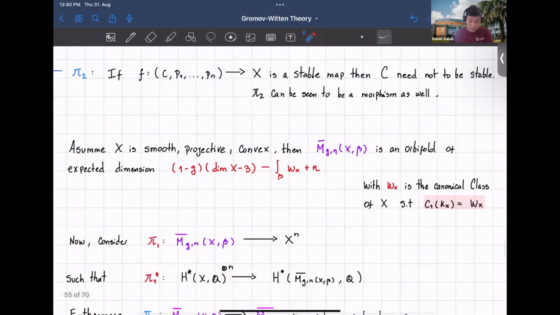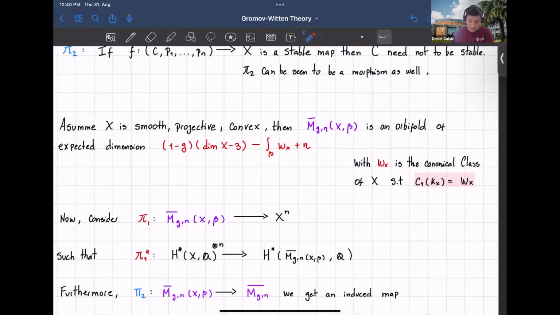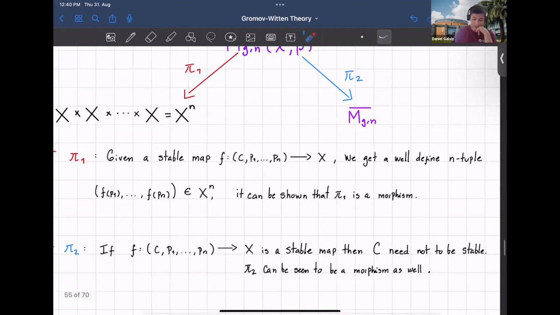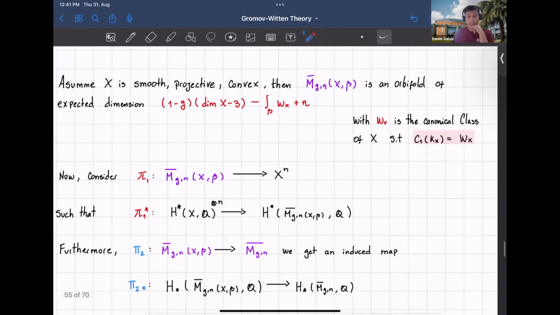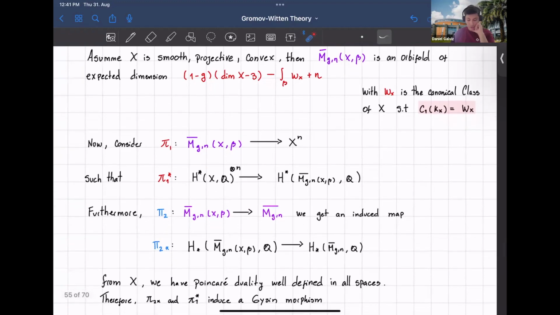So now let's consider a map. Remember P1 takes this moduli space of stable maps to X to the N. And now if we do the pullback, which is a map between cohomology classes, it takes the cohomology class of the ambient space to the power N to the cohomology class of the moduli space of stable maps over the rational numbers.